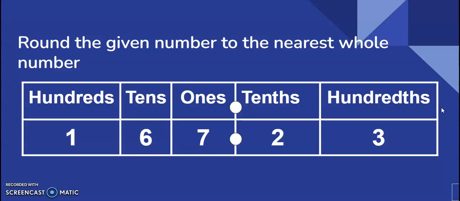Let's practice another question. Round the given number to the nearest whole number. Now here your target is the whole number. Pause the video here and try out the number yourself. Exactly. When we are rounding to the whole number, our target is ones. As our target is ones digit, we look to the right, tenths digit, that is 2. Since this is 4 or less, it will stay the same. My ones digit will stay the same. So my whole number will become 167.